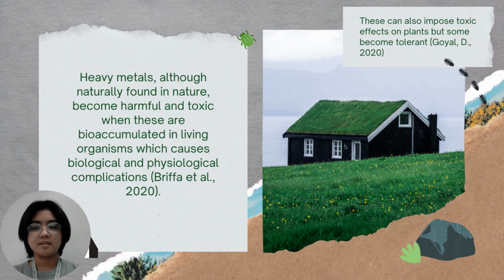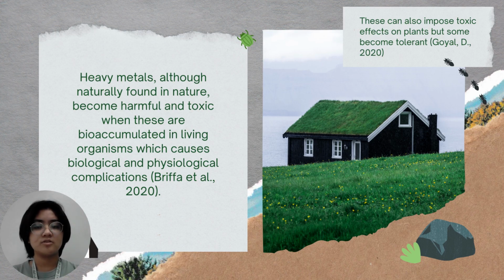pesticides. Heavy metals, although found in nature, become harmful and toxic when these are bioaccumulated in living organisms, which causes biological and physiological complications. Humans are exposed through ingestion of contaminated food and water, inhalation, and thermal contact. Effects on human health include neurodevelopmental effects, poisoning, cell damage, internal organ damage, and carcinogenesis.